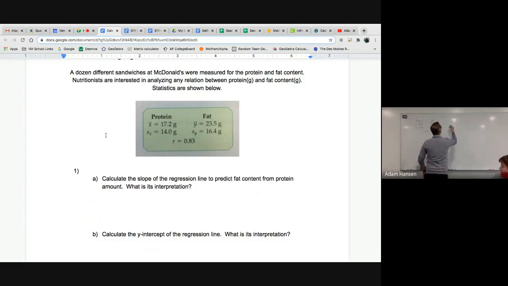So let's do a couple different things. For part A, it says calculate the slope of the regression line to predict fat content from the protein. So the slope formula from that video, or also on the back wall behind Jaden, I've got all the notes for S11 back there, is equal to the correlation coefficient R times S of Y over S of X. The average spread in Y over the average spread in X.